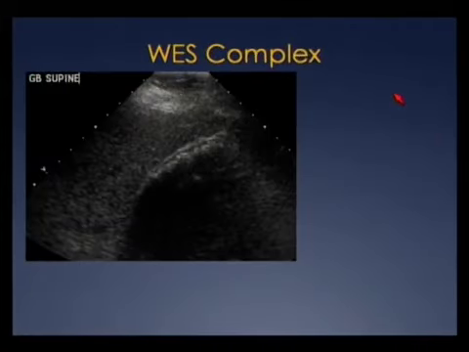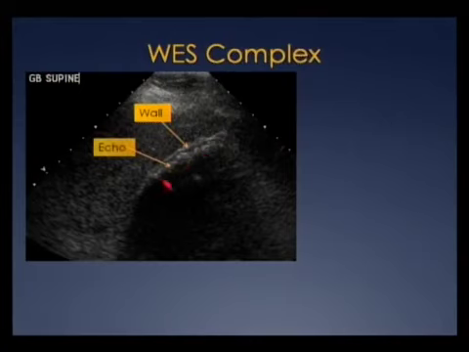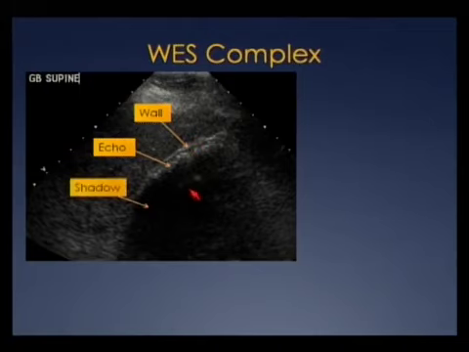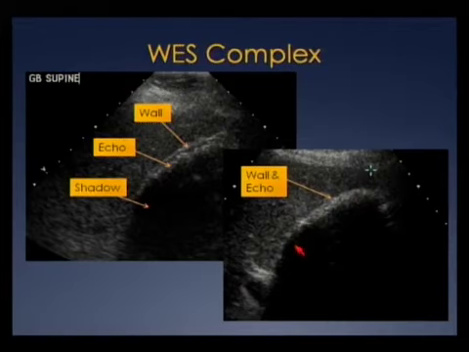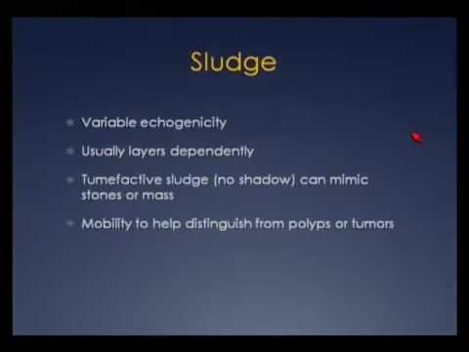Now here's a patient who has a stone-filled gallbladder. The WES complex refers to the echogenic wall of the gallbladder, then the echogenic top layer of the gallstones, with the dense posterior acoustic shadowing. So this is wall, echo, shadow: a stone-filled gallbladder. Sometimes, however, the echogenic wall and the echogenicity of the stones may be combined, so you may have just a single echogenic line showing you the wall and the echo with just the shadow.